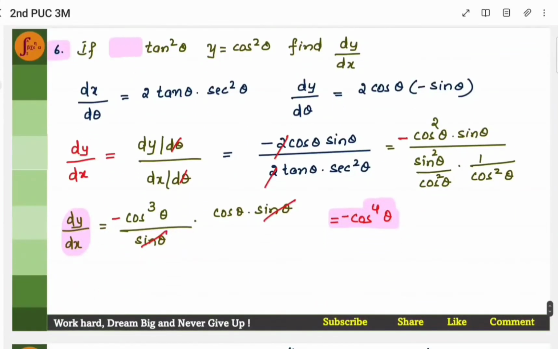Sixth one, same thing. How do you know if it's parametric? You will see two functions and a third parameter. You will see three variables, x, y and something else like theta or t. So, when you notice there are three variables, use parametric differentiation.